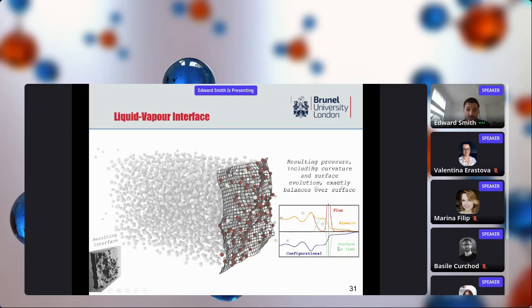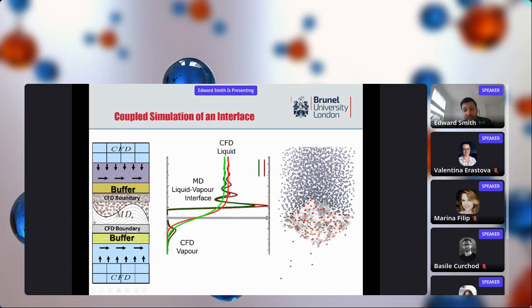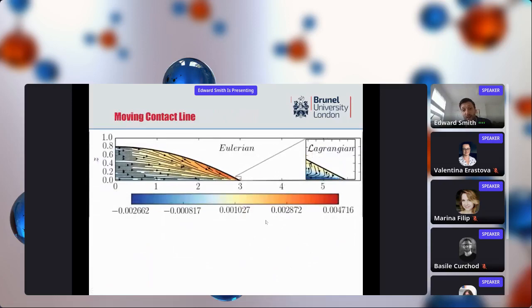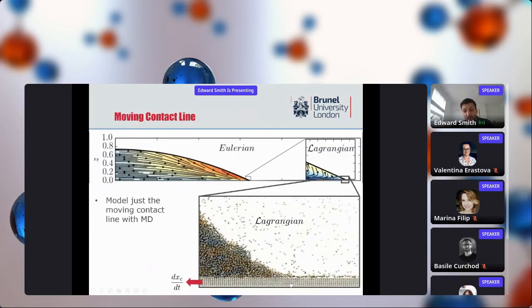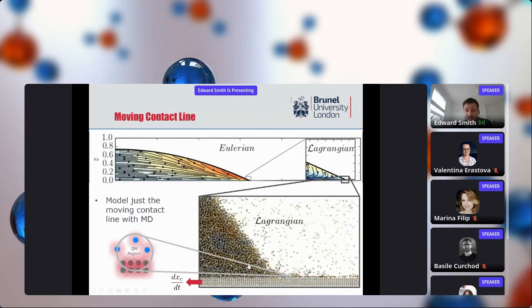And so this is all moving towards an extension to a coupled simulation of interfaces. So we would model CFD around the interface, and the liquid vapor interface would be modeled itself. Bringing both of these ideas together, we have the solid wall, and this would be a droplet spreading on a surface. So you'd have a solid, a liquid, and a vapor, and this is the three-phase contact line. And again, we can consider extending this to include, say, quantum mechanics.